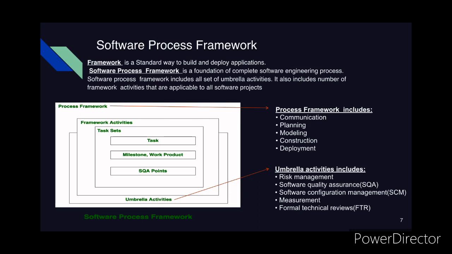Now what we have inside the process framework activities, or framework activities, are communication, planning, modeling, construction and deployment. In communication, in this activity we communicate with the customer or the client for the requirement gathering process. Second, in planning, in this activity we discuss the technical tasks, that is how to implement the requirements given by the client, and work schedule, risks, required resources, etc.